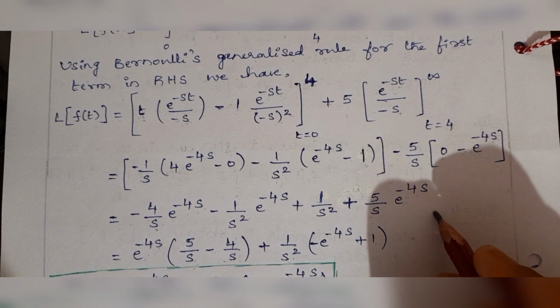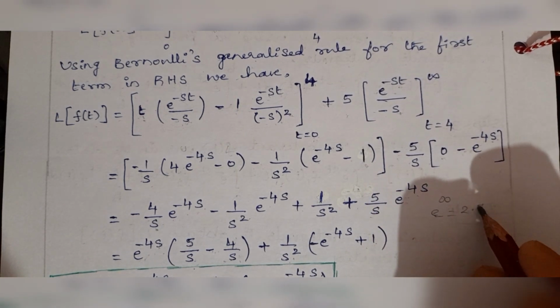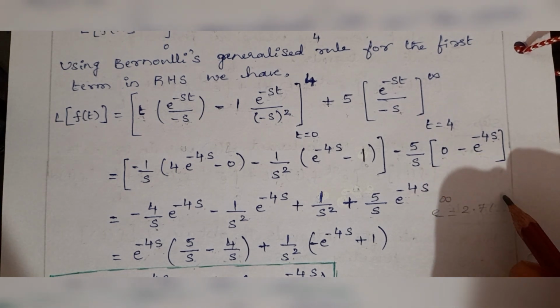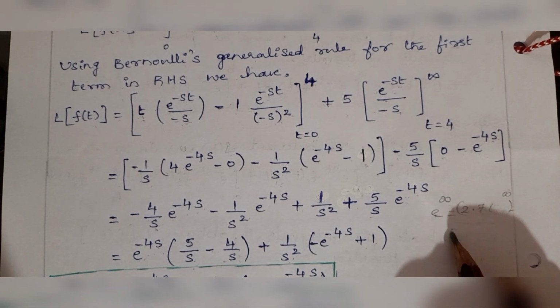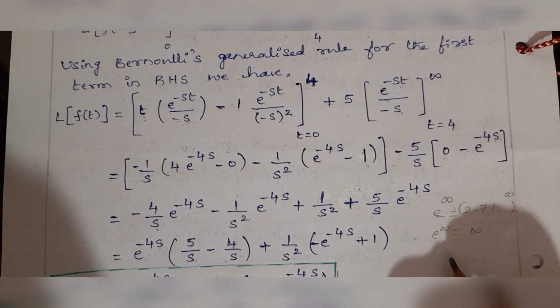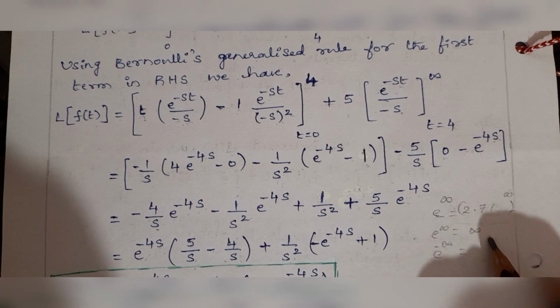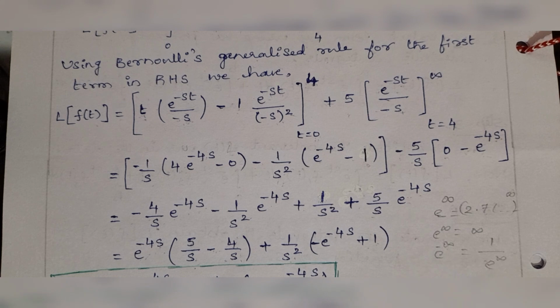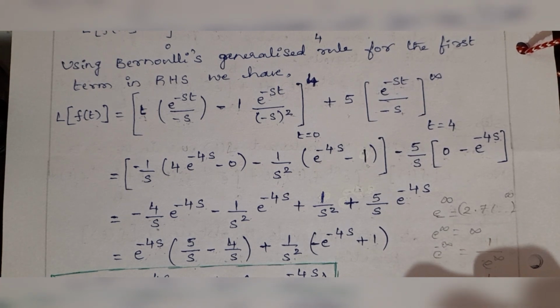Why? The value of e is 2.71 and so on, to the power of infinity. Any value to the power of infinity is infinity. So e power of plus infinity is infinity. Then find e power of minus infinity. e power of minus infinity means take the reciprocal. So 1 divided by e power of infinity, and e power of infinity is infinity. So any value divided by infinity is 0.